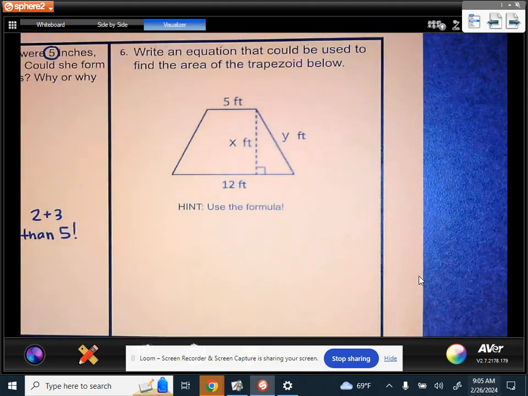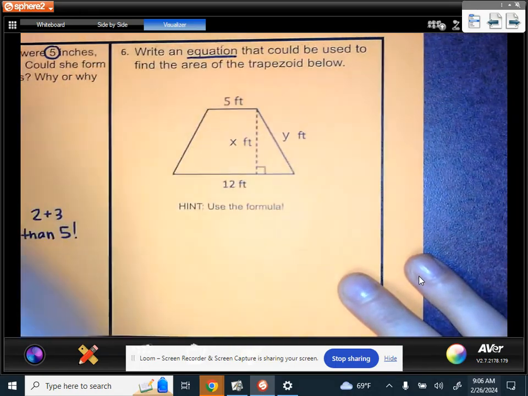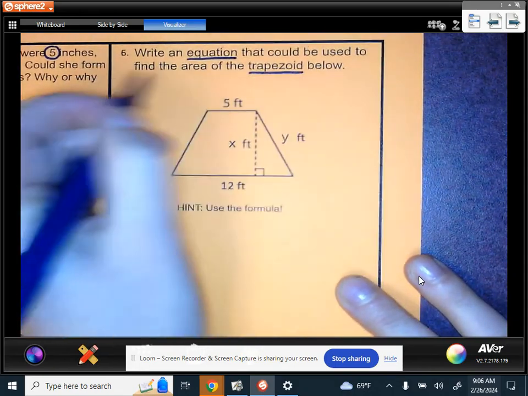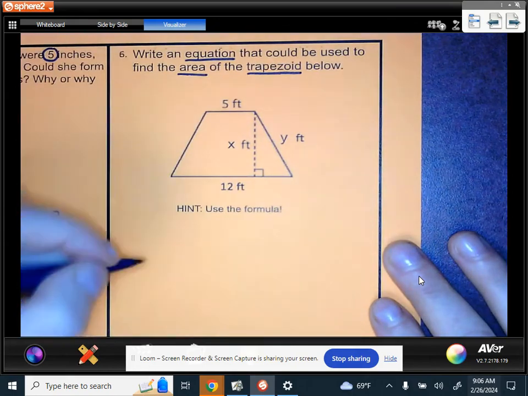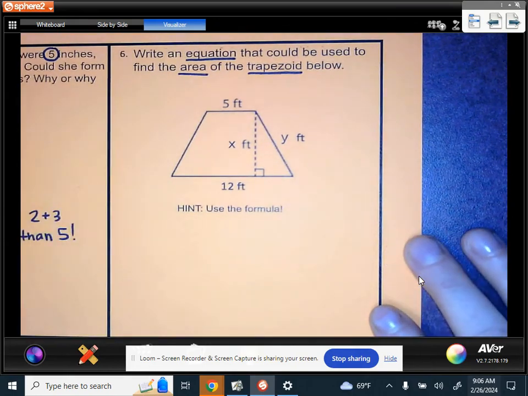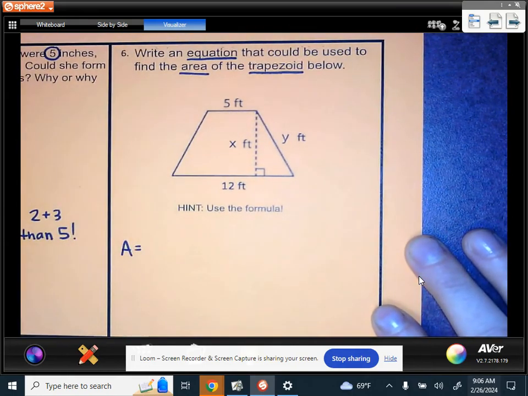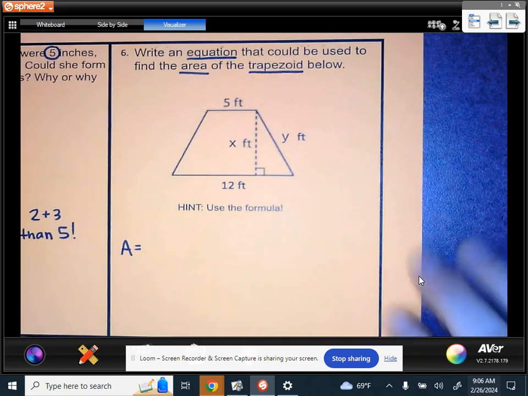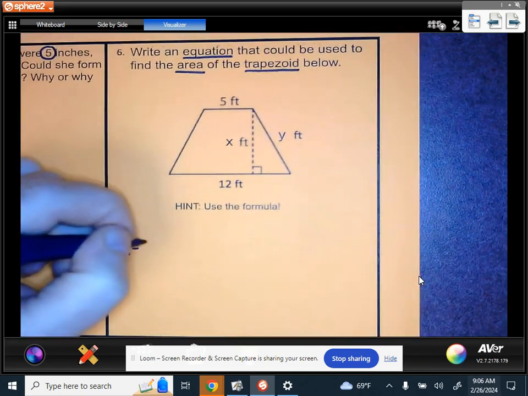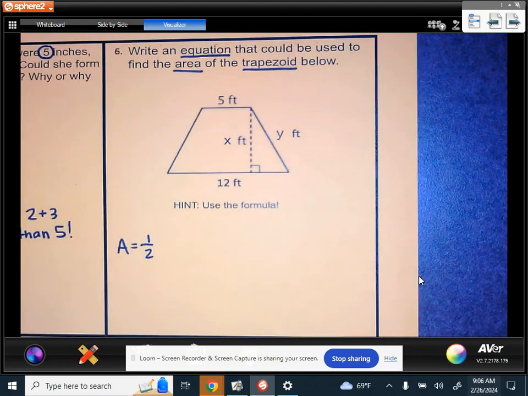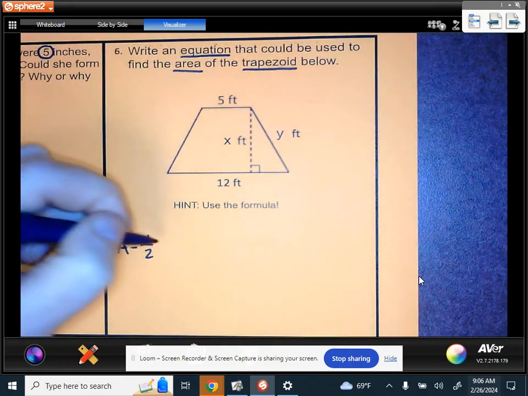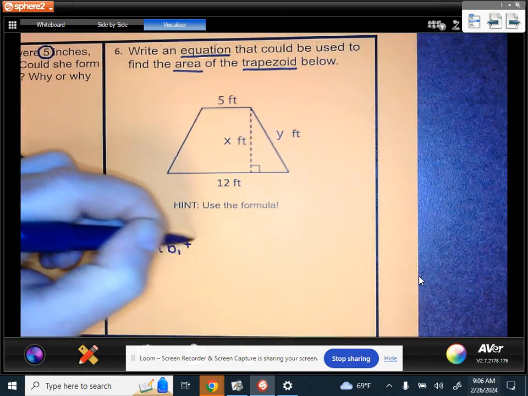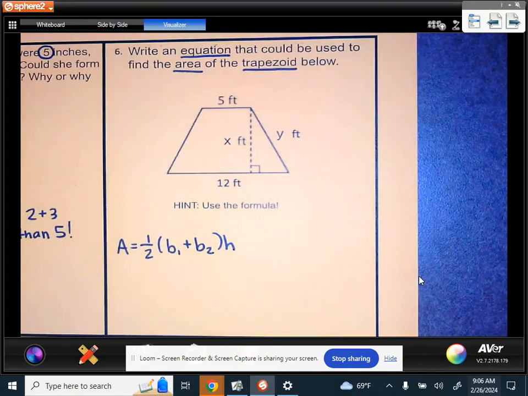Okay, number 6, write an equation. So we're not actually finding the area. We're just writing an equation to find the area. And it has a hint here that we're just using the formula. So remember when we write these equations, we're going to use the formula that's on the star chart. So instead of the divided by 2, we're going to keep that 1/2. So 1/2 base 1 plus base 2 times the height.